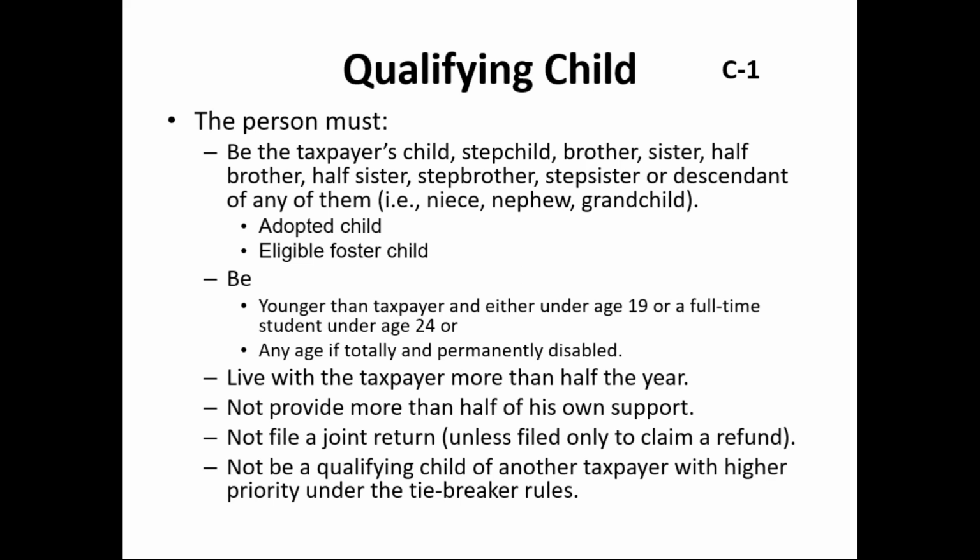According to the IRS, a child would be either a child, stepchild, okay, pretty good so far, a brother or a sister, now it's getting a little weird, a half brother, half sister, stepbrother, stepsister, or descendant of any of them. So I think we were okay on the first one, right? We understand a child is your actual son or your daughter, but now we talk about your brother and your sister, which is usually not biologically possible.